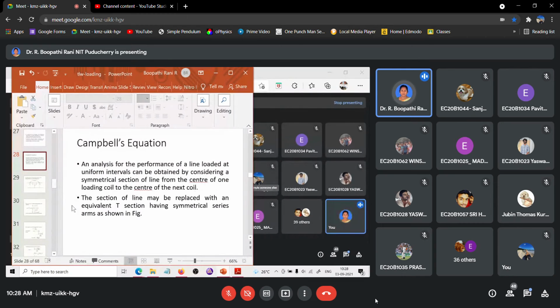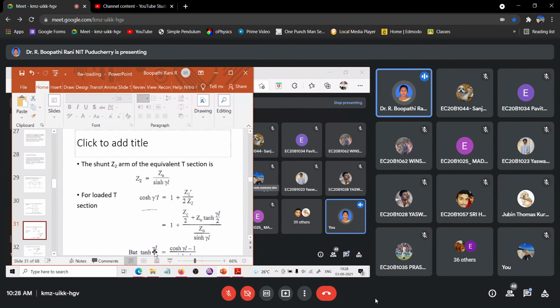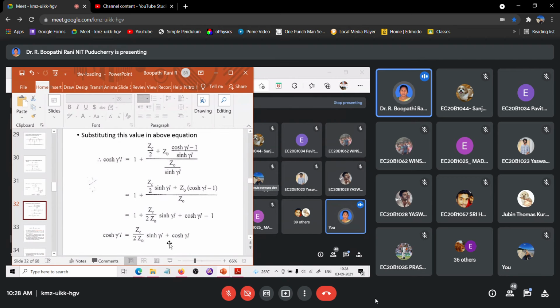So in this class, we have seen Campbell's equation. It relates the propagation constant of the unloaded line with the loaded line. If the unloaded line propagation constant, the loading coil impedance, and the characteristic impedance of the line are known, then the propagation constant of the loaded line can be found using this relation, Campbell's equation.